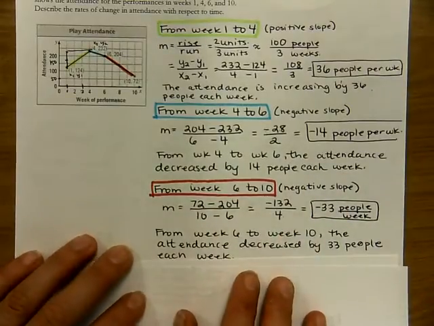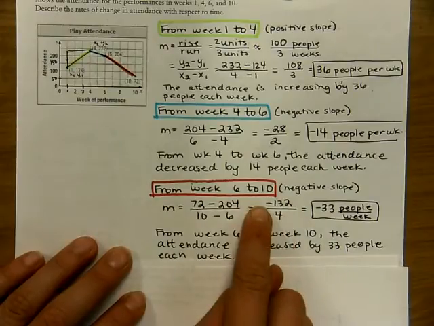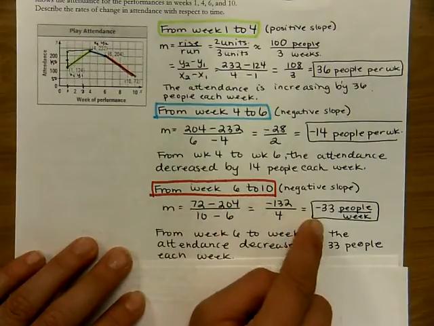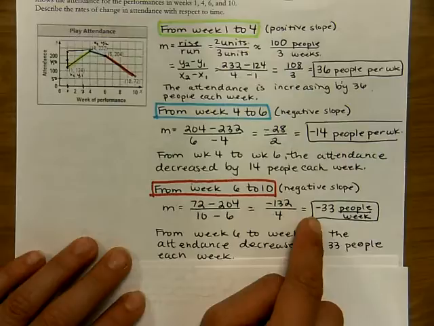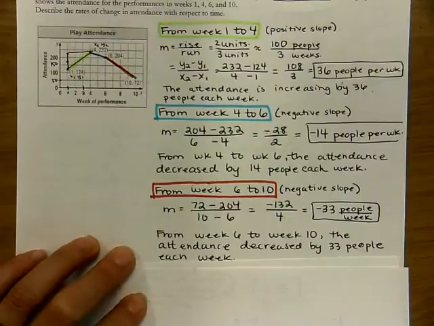And the slope is still negative for this blue section. We had negative 132 over 4. So from week 6 to week 10, we decreased by 132 people over those 4 weeks, which simplifies to we decreased by 33 people every week, and that would be the interpretation. All right, so we have one more problem that we would like to go over.